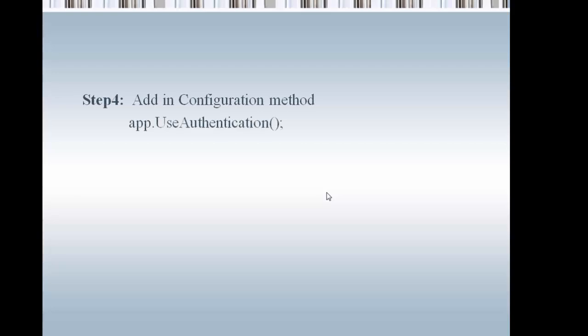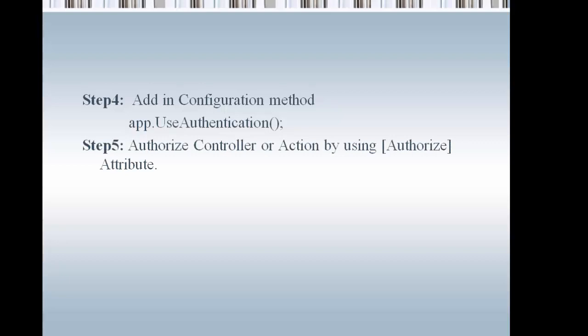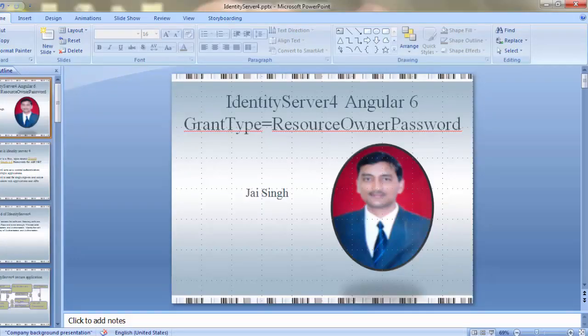In the Configure method of the web API, we will write a single line, app.UseAuthentication. Then we will go to the web API controller and authorize each and every action or the full controller by using the attribute called the Authorize attribute. This is all about securing our web API applications.